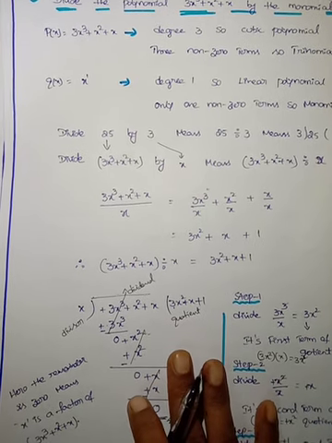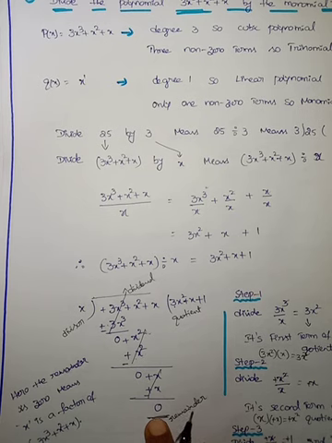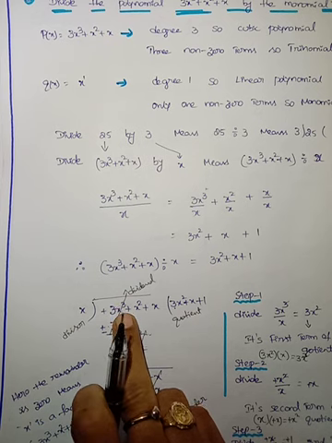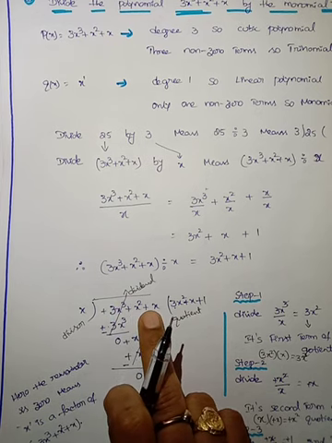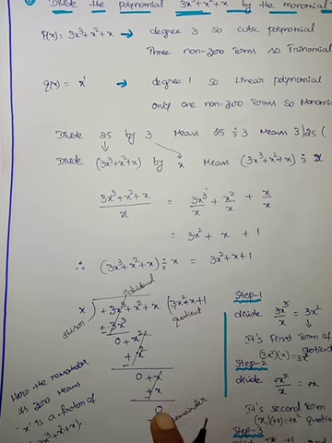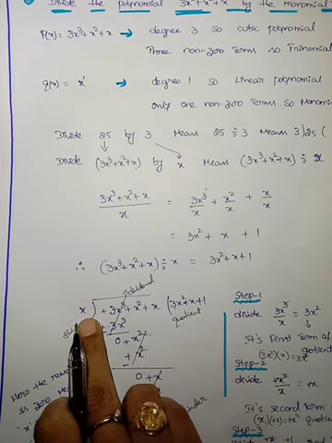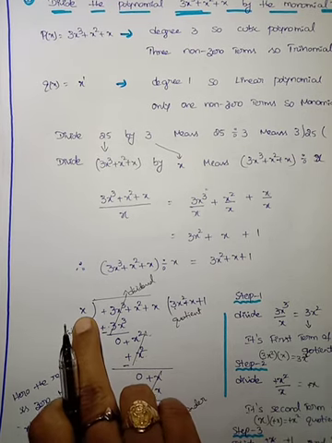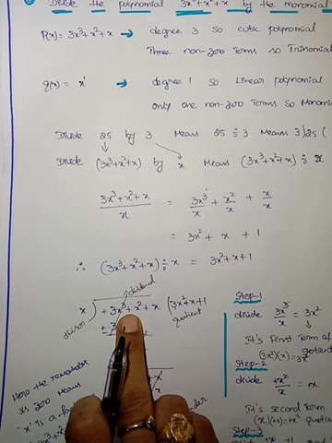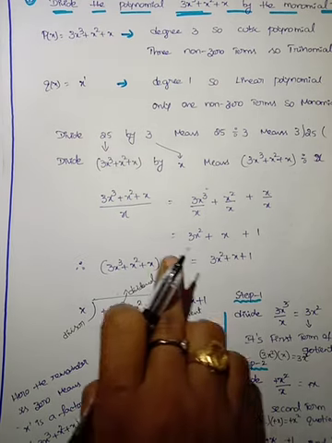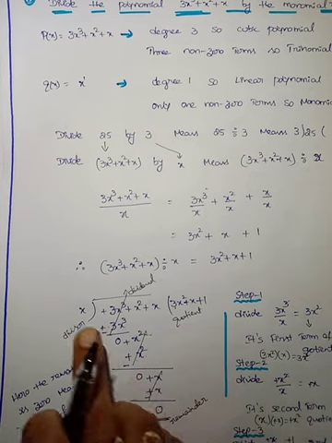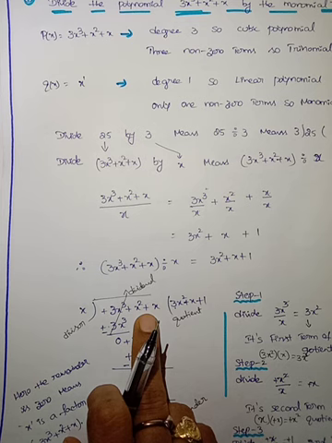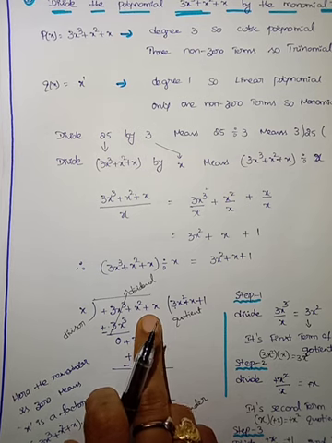Here the remainder is 0. It means x is a factor of 3x cube plus x square plus x. When the remainder is 0, then only the divisor is a factor of the dividend. Here, in this problem, the remainder is 0, so the divisor x is a factor of 3x cube plus x square plus x.